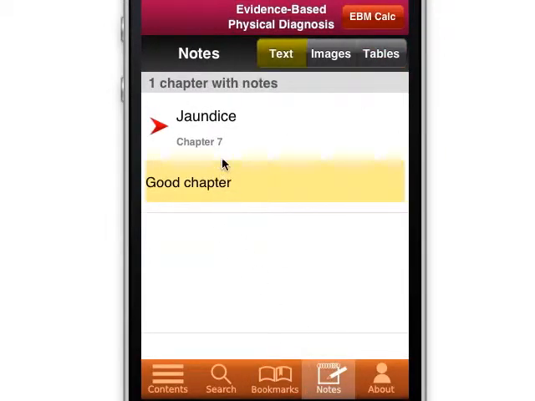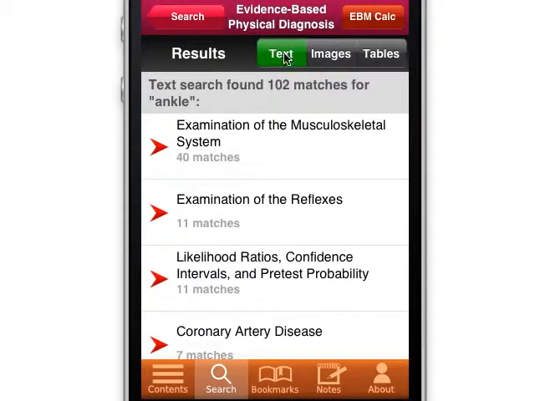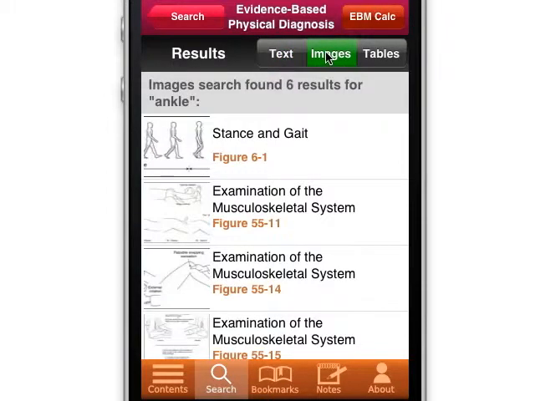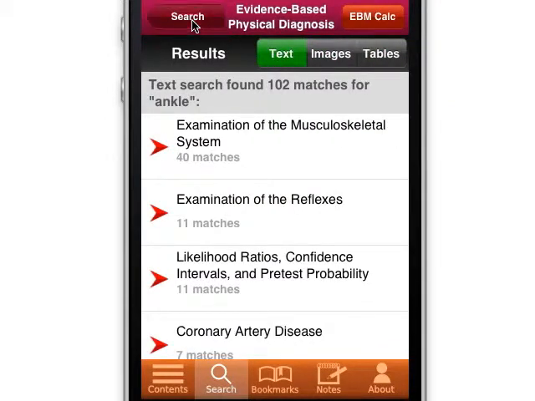You can make notes. I just made a simple note saying that the jaundice chapter was a good chapter, but you may want to make a note that's more meaningful than that. They also can do searches. So let's say you want to know more about the ankle. This was a previous search, so all I've got to do is click it, and it's going to give me areas where I can find out more about the ankle in the text, in the images, and in the tables. All this stuff is easy to find.